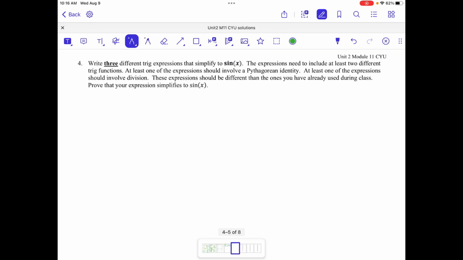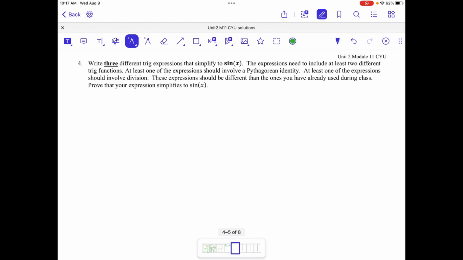On problem 4, I want to stress that there are a lot of different possible solutions to this question. All you've been asked to do is create different trig expressions that would simplify down to sine of x that involve multiple trig functions, one that involves a Pythagorean identity and one that involves division. This is challenging. You sort of have to almost work your simplification process backwards.